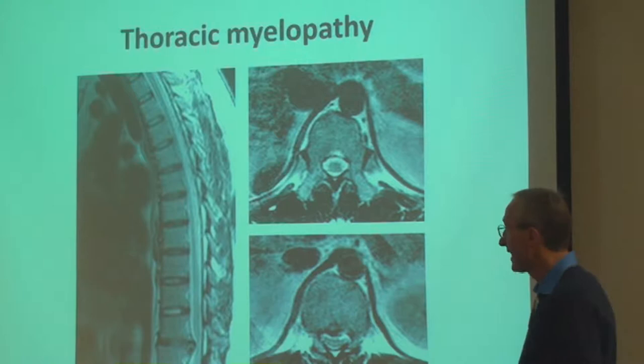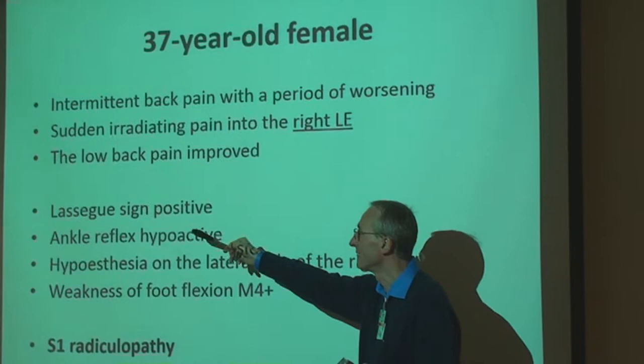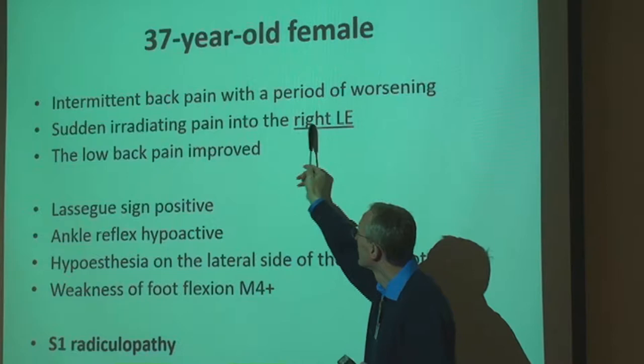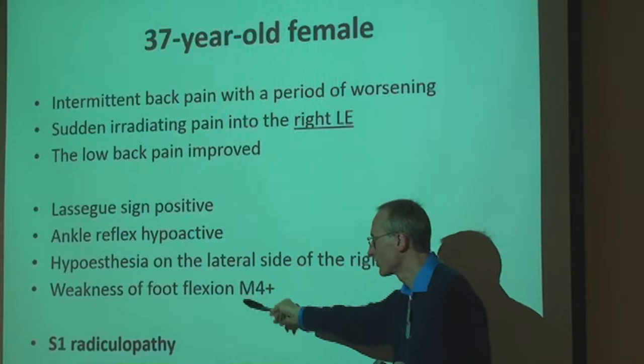And lastly, a 37-year-old female, who in the past presented with intermittent back pain, but one day suddenly she developed radiating pain into the right lower extremity. At that moment, the low back pain improved. On clinical examination, she presented with a positive straight leg raise or Lasègue sign. The ankle reflex on the right lower extremity was hypoactive. She had some loss of sensation on the lateral side of the right foot, and she had weakness on foot flexion, which was just very mild. We classified it as M4+.